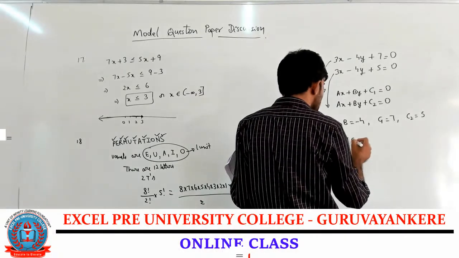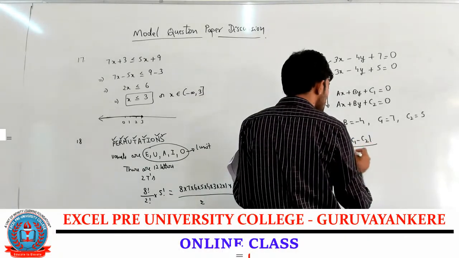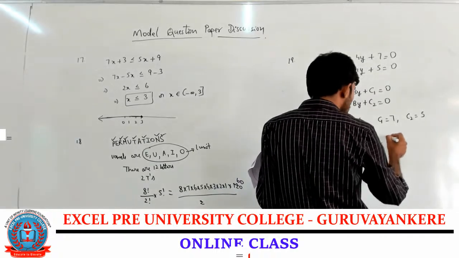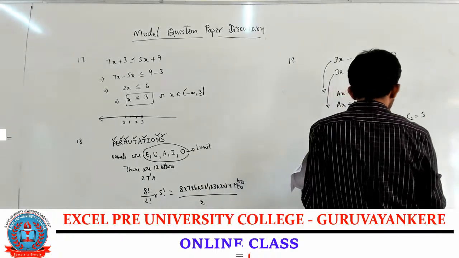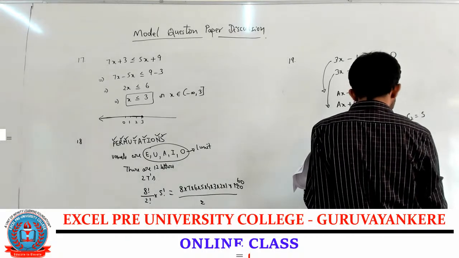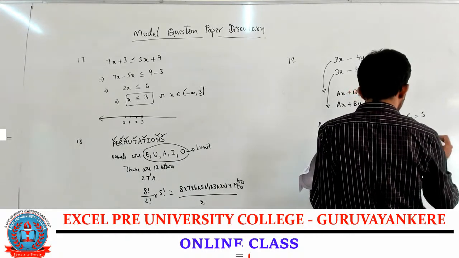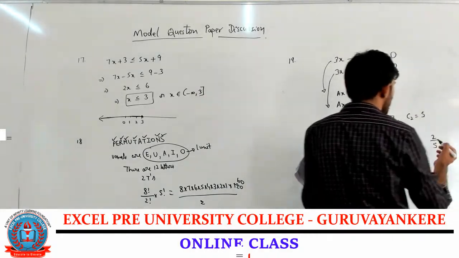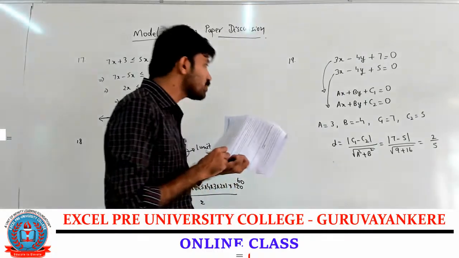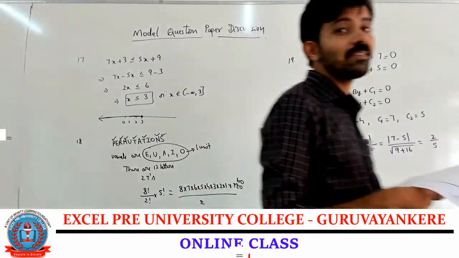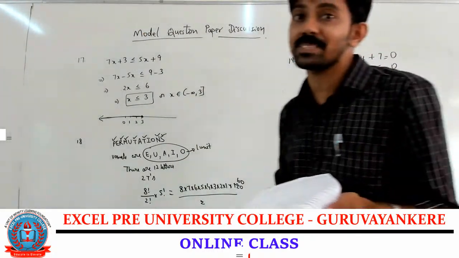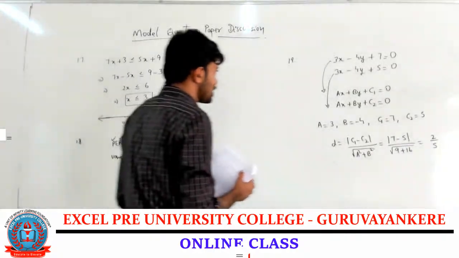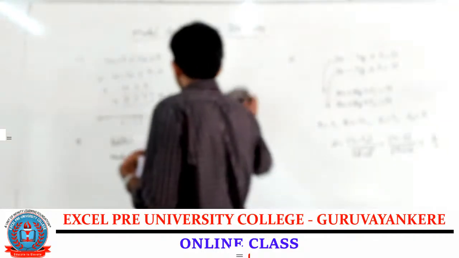Distance between the 2 parallels is mod of c1 minus c2 by root of a square plus b square. Mod of 7 minus 5 by root of a square, b square, 9 plus 16. Mod of 7 minus 5 is 2, mod 2 is 2, root 25 is 5, so 2 by 5. Distance between the 2 parallel lines formula: mod of c1 minus c2 by root of a square plus b square. Just a mere substitution from the chapter called straight lines.